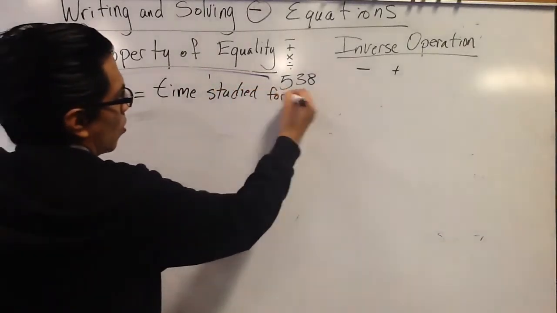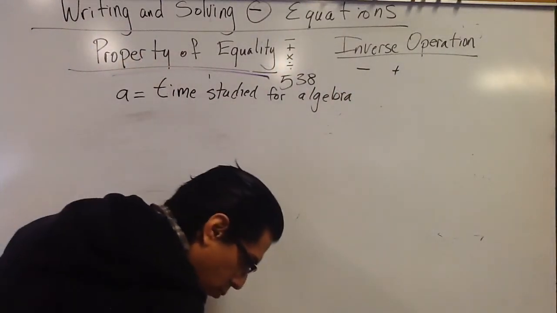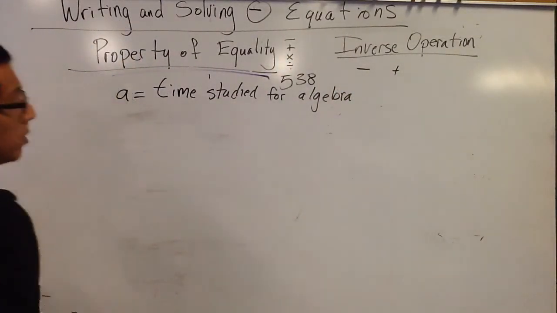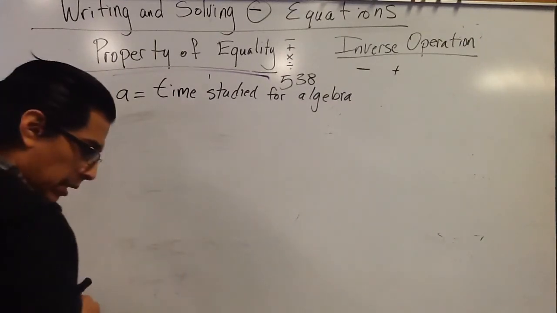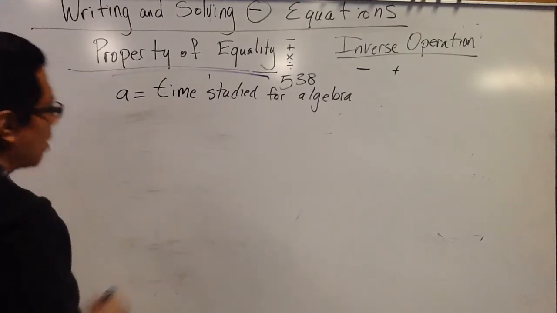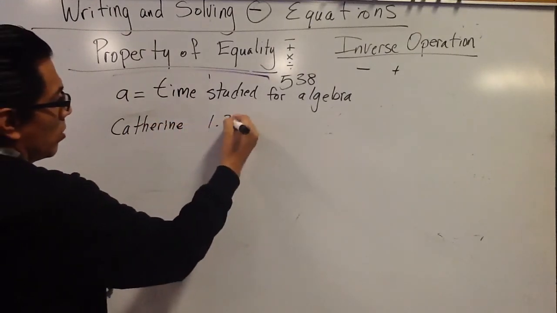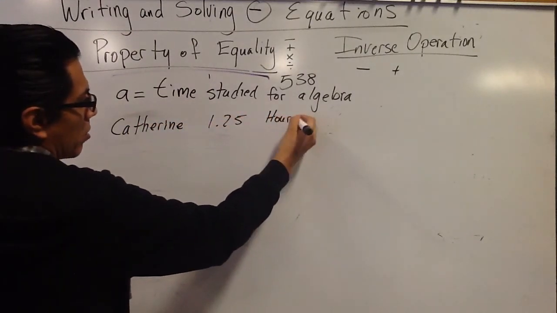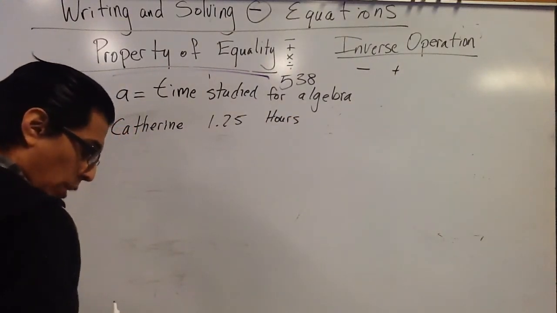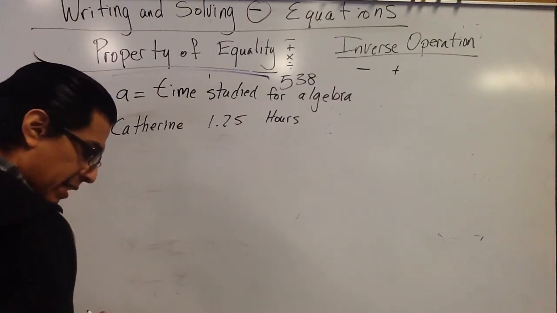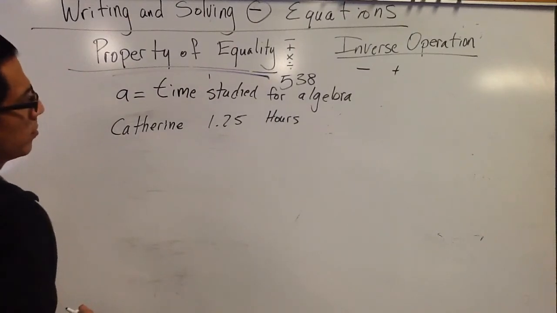studied for algebra. This is really important to find your variable. That's what we are looking for. And then let's go back and see what kind of information we have to write our equation. Catherine studied 1.25 hours. So Catherine, you're famous. She studied 1.25 hours. And then it says, this was 0.5 hours less than she studied for her algebra test.